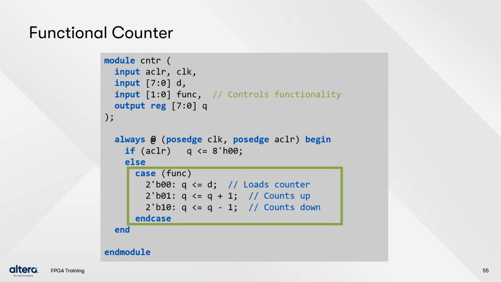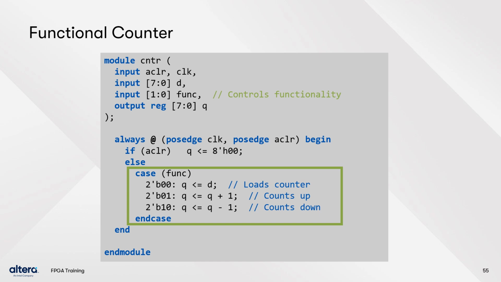This counter example pulls a number of concepts together. The counter has an asynchronous clear signal. When the process is entered, the if statement checks the asynchronous clear signal. If that signal is high, the counter is reset, otherwise, we move to the else clause. The case statement within the else clause checks the func control signal. This 2-bit signal controls the 4 functions implemented in this counter: load, count up, count down, and no change.